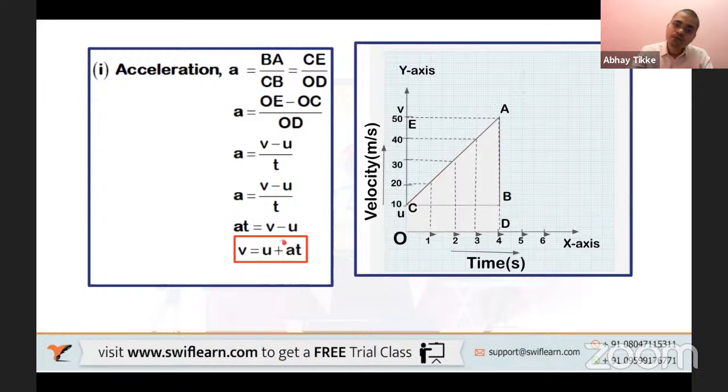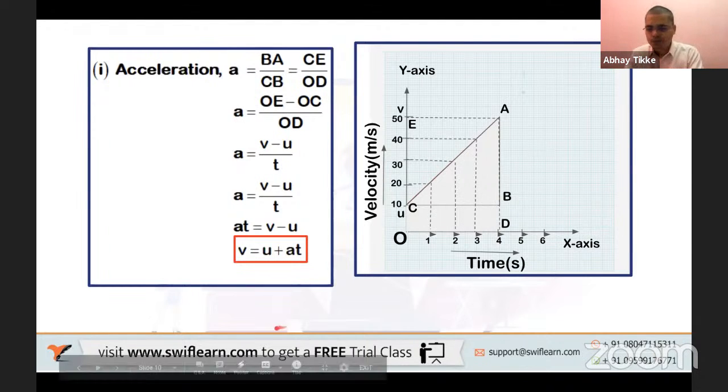So AT is equal to V minus U. From this, if we simplify further, what do you get? V equal to U plus AT. That's the first proof of our equation. Yes, everyone understood? On the online chat? Yes, very good.